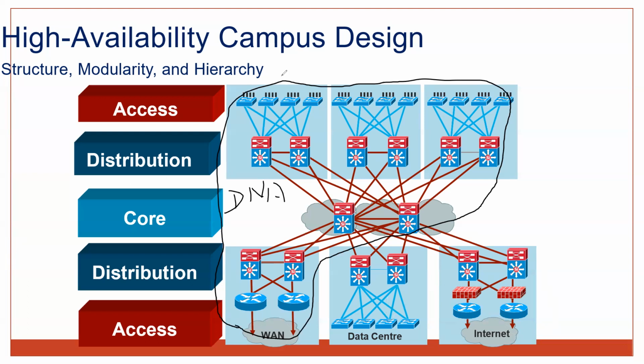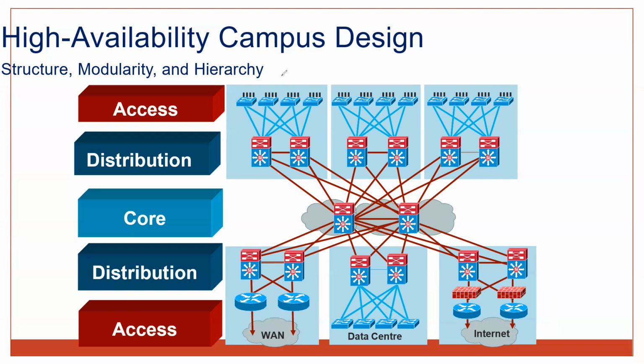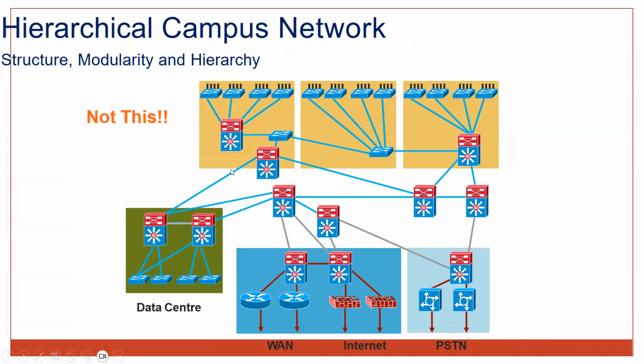Okay. So now, before going there, what do we have to do today? Today we have to learn about the role of the core layer, distribution layer, and access layer, and how we can achieve high availability and redundancy in terms of core, distribution, and access layer.